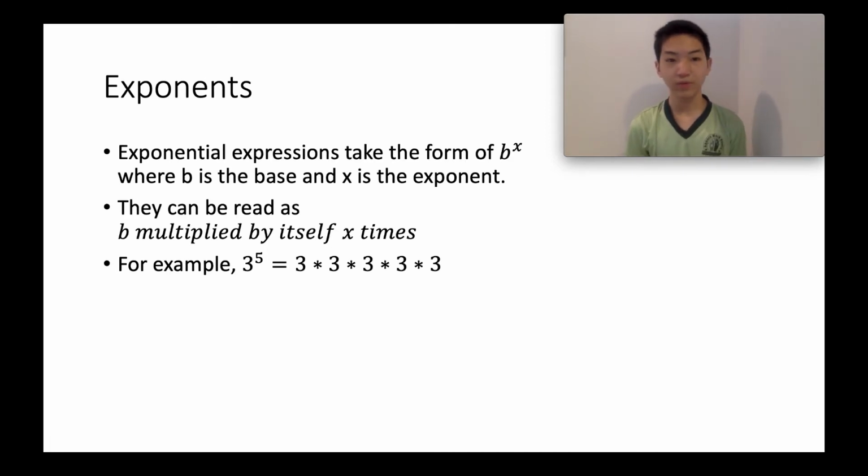So just as a quick review in case you did not know this or you need a quick refresher, exponential expressions take the form of b to the x, where b is the base and x is the exponent. They can be read as b multiplied by itself x times. Normally, if you just say it out loud, you just say b to the x. So for example, 3 to the 5th would be equal to 3 multiplied by itself 5 times, which would be equal to 3 times 3 times 3 times 3 times 3. If you were to simplify this further, it would be equal to 243.